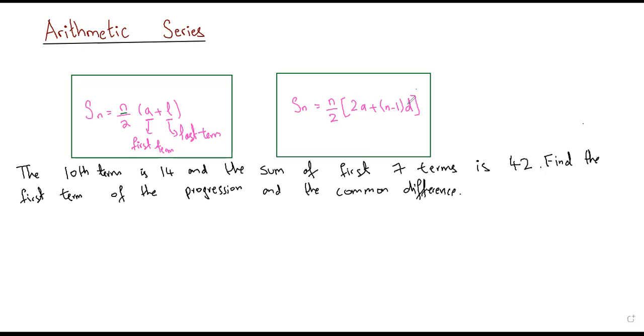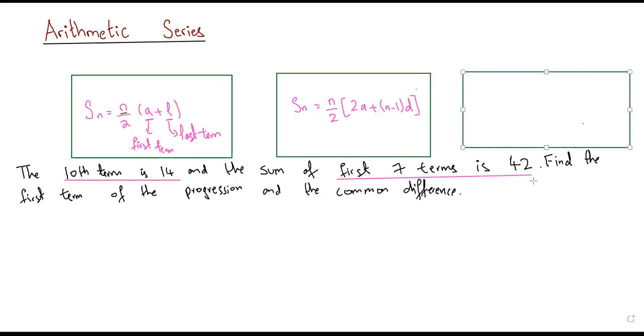Now again, I'll underline the keywords. It says the 10th term is 14. Again, we're talking about an arithmetic progression. The 10th term is 14. The sum of the first 7 terms is 42. Find the first term of the progression and the common difference. Again, we have discussed 2 formulas only. I'll write down the third one over here, the one that we explored yesterday. And you need to use these formulas and then think about the answer.